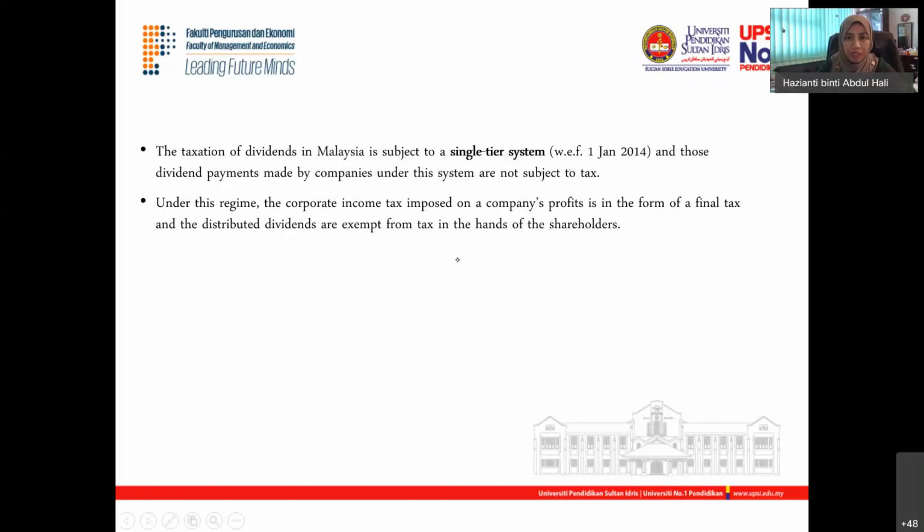Okay. So in this case, corporate income tax is imposed on companies' profit in the form of a final tax, and the distributed dividends are exempt from tax in the hands of the shareholders. All right, so your calculation now becomes easier, and we can say that the dividends you get in Malaysia are exempted from tax for the shareholders. Okay.